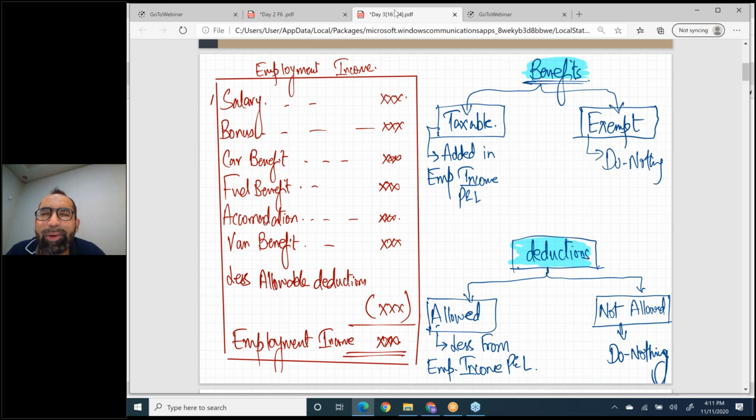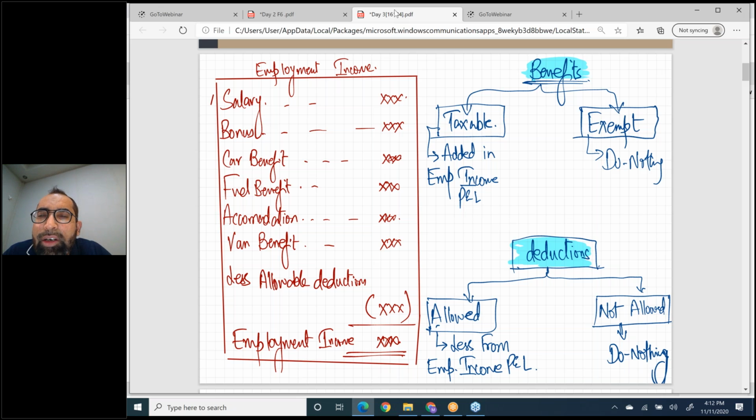And what is the treatment of taxable benefit? We simply calculate the taxable benefit and add it in the employment income sheet. For example, car benefit is a taxable benefit, fuel benefit is taxable, accommodation is taxable, van benefit is taxable, gift benefit is taxable. These are the taxable benefits, right? So benefits means what the employee receives from the employer. This is the identification.